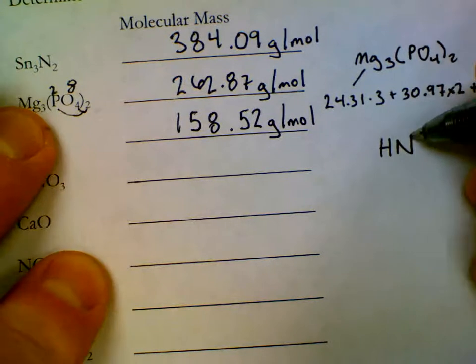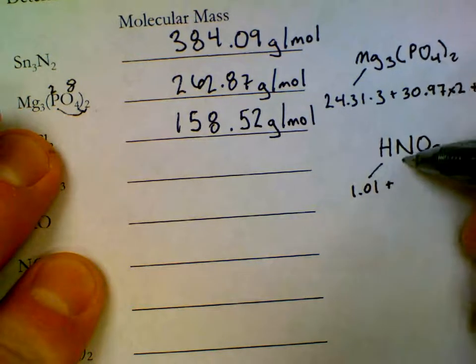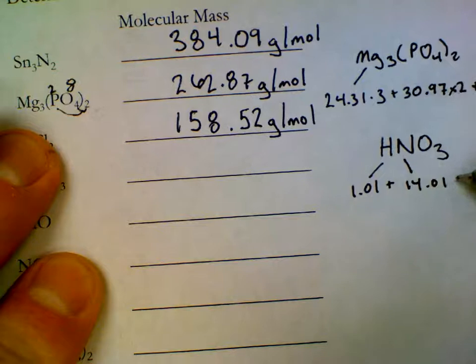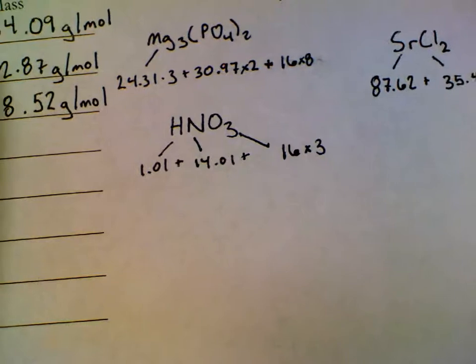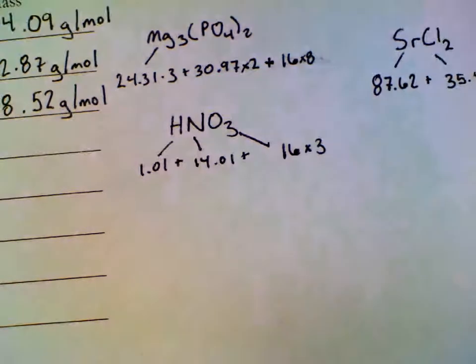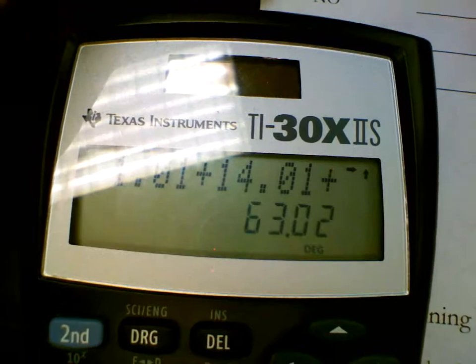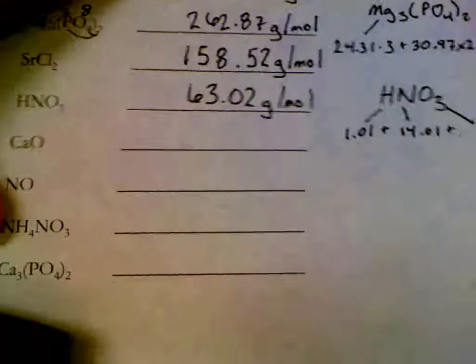Okay, we have nitric acid here, HNO3. The periodic table says hydrogen weighs 1.01, nitrogen weighs 14.01, and then oxygen, there's 3 copies, so 16 times 3. 1.01 plus 14.01 plus 16 times 3 gives 63.02, and that's grams per mole.